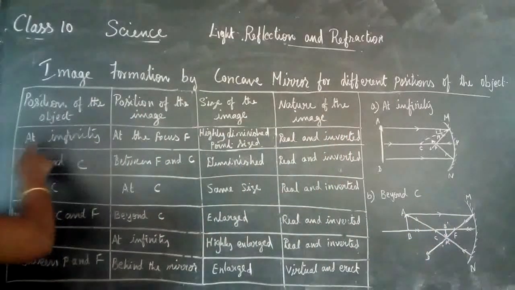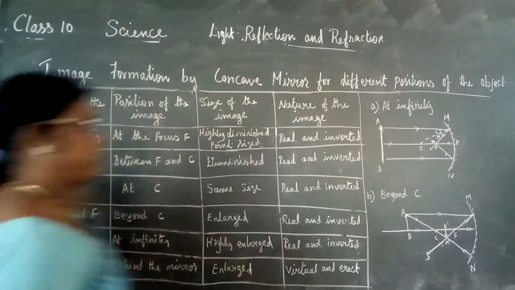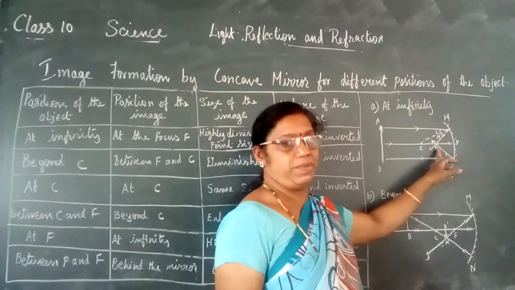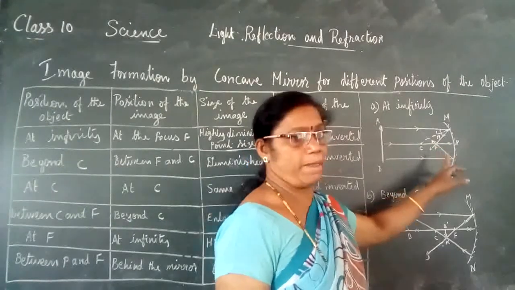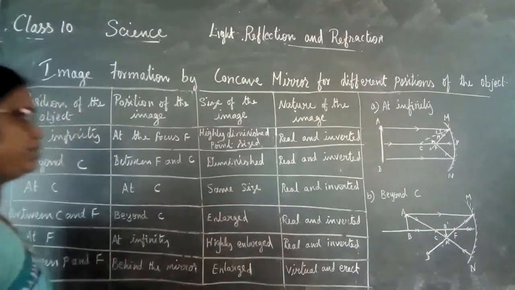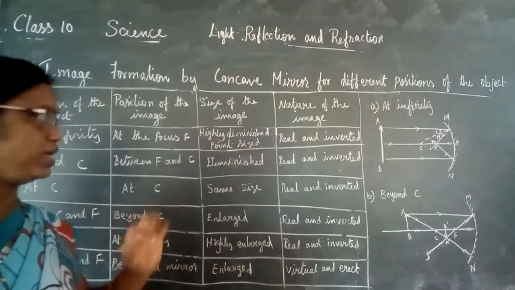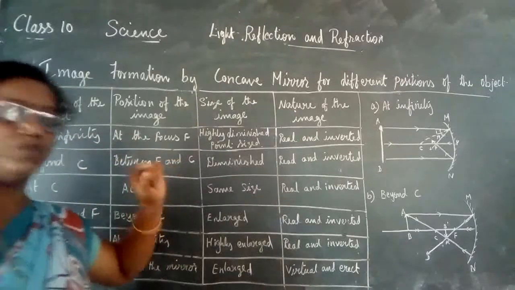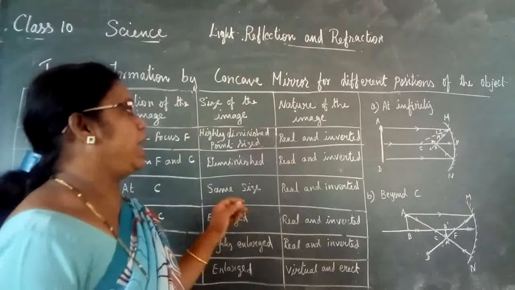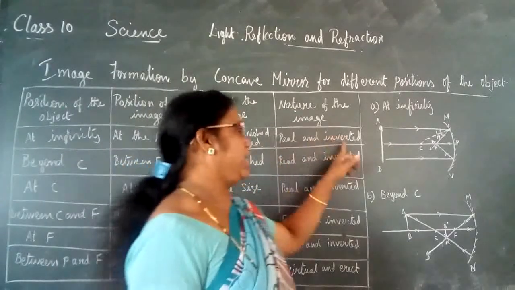So when the object is at infinity, where will we get the position of the image? It will be at the principal focus F. And then what will be the size of the image formed? It will be highly diminished, a small size, not the same size, but a small sized or point sized image we get. And what type of image will it be? It will be a real and inverted image.